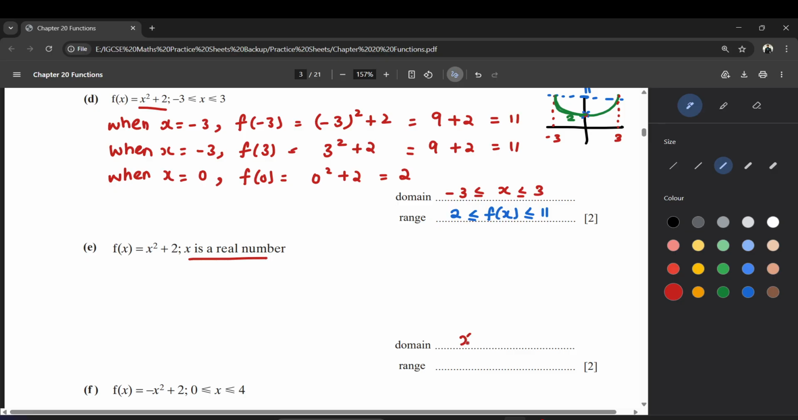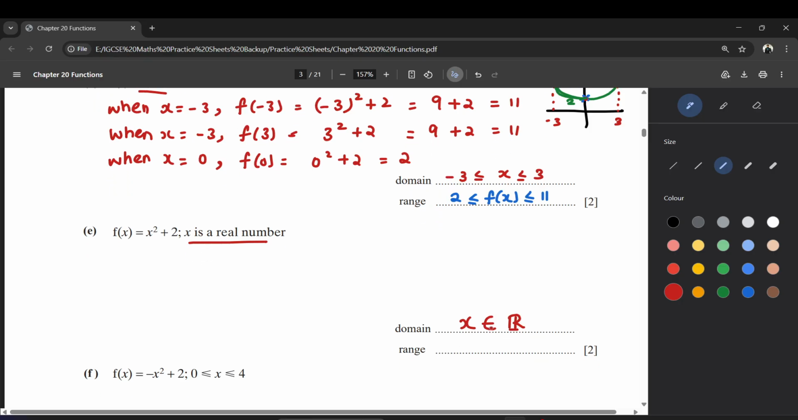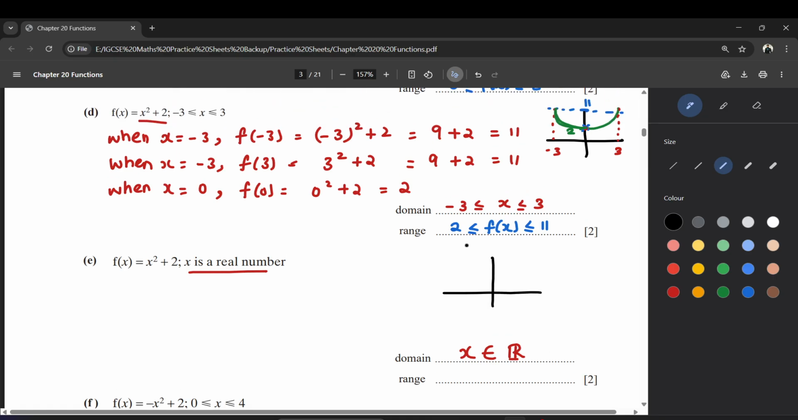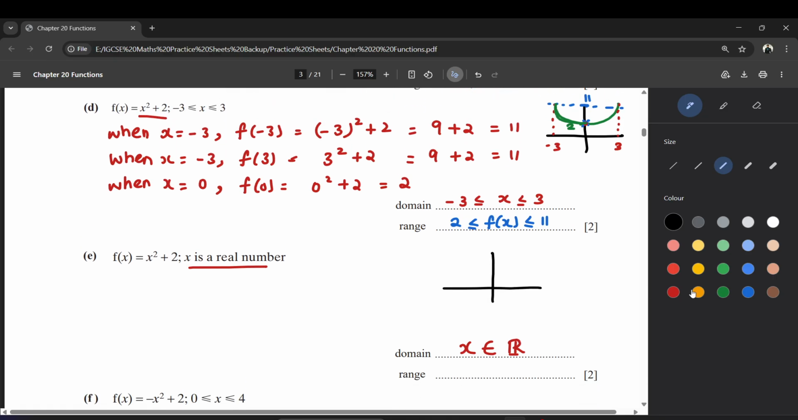We say x belongs to, this symbol means belongs to, and this is all real values. That means x can be positive, x can be negative, x can be a whole number, a decimal, a fraction, it can be anything. So again, if I draw a sketch of this graph, it should look something like this. It is the same equation, if you notice, as the previous one. So the graph looks something like this, and now it is continuing up to infinity.